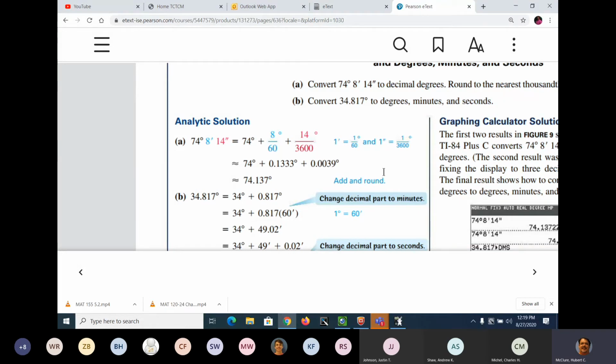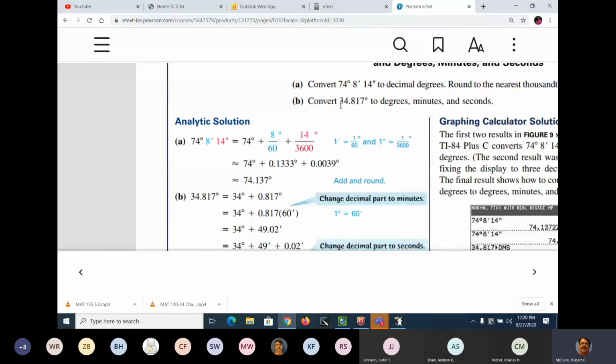Like I said, nobody's going to walk out and say, we need to turn 74.137 degrees to the west. No, that ain't happening. You're going to turn 74 degrees, 8 minutes, 14 seconds. Now your compass cannot turn the 14 seconds. Your compass cannot turn the 8 minutes. So you would just turn 74 degrees with a compass. You would turn 74 degrees with a protractor. Capiche?